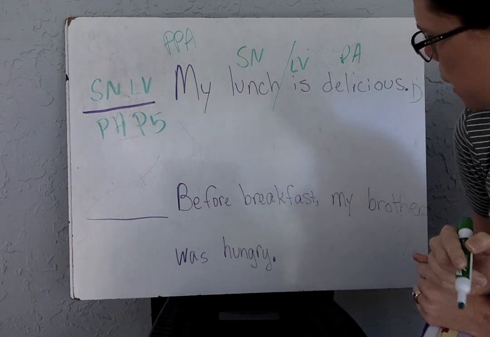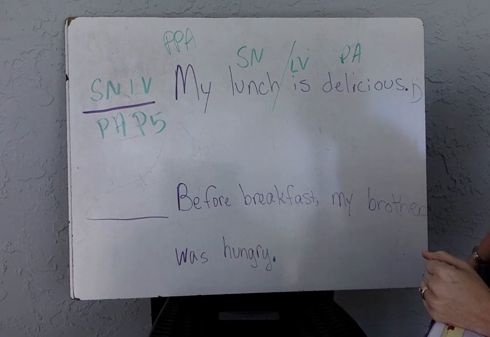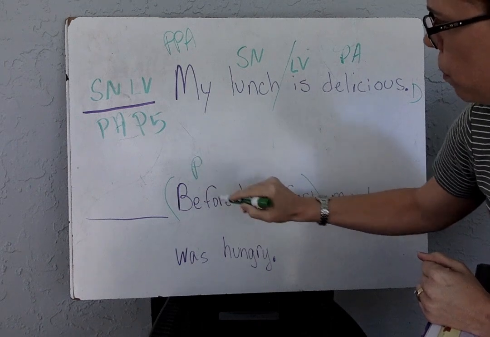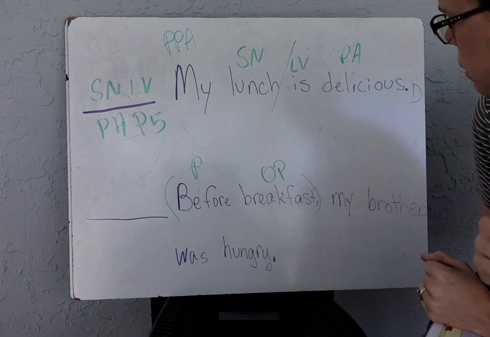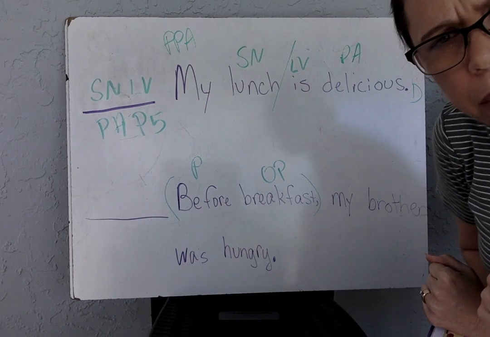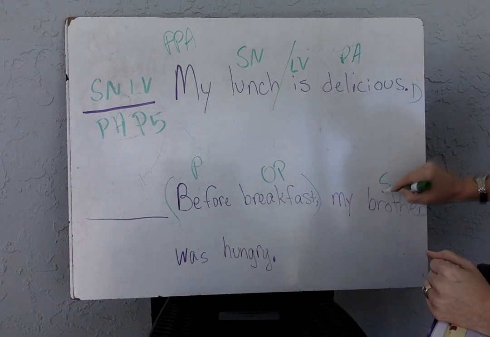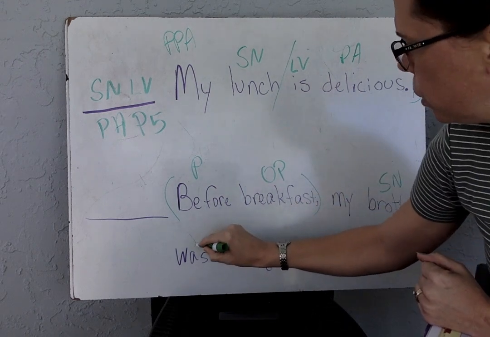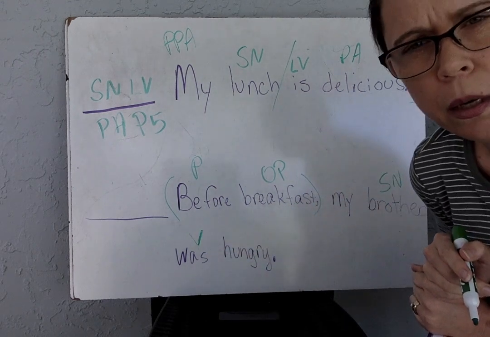Okay. Next, before breakfast, my brother was hungry. Uh-oh, I got a prepositional phrase this time. Before breakfast. Before, preposition. Breakfast, object of the preposition. My brother was hungry. Who was hungry? Brother. Subject, noun. What's being said about brother? Brother was. Verb. Brother was what?